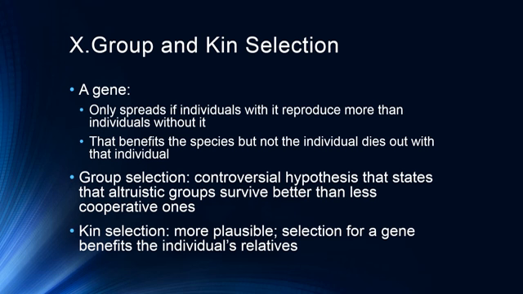So this idea about kin selection is selection for a gene that benefits the individual's relatives. This might be more plausible. So it might be whatever characteristic your relatives are lacking, you might select that kind of gene.